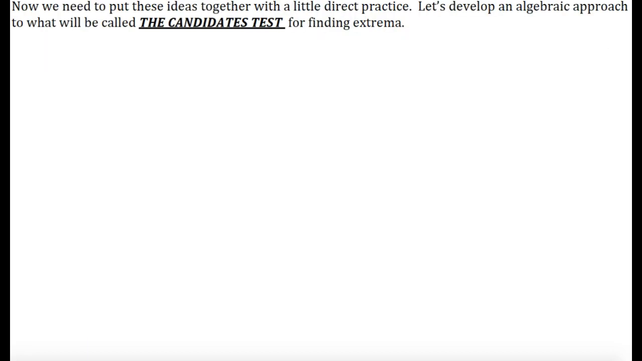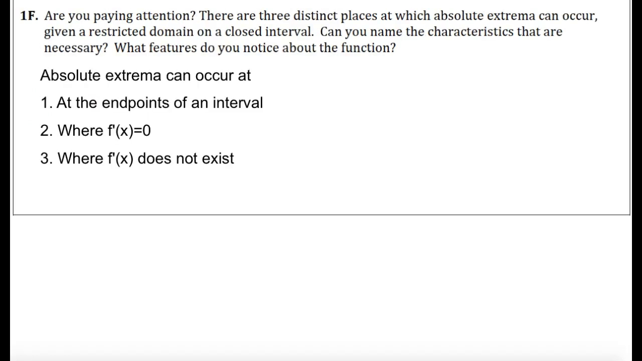All right. So what we want to do is what we call the candidates test. We already stated way back up here, right here, where our absolute extrema can occur. Absolute extrema, meaning either the min or the max, can occur at the endpoints of our given interval, where the derivative equals 0 or where the derivative does not exist. So those are all of the candidates for where an absolute min or max could occur.